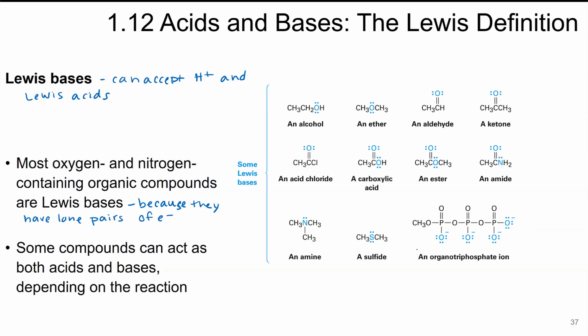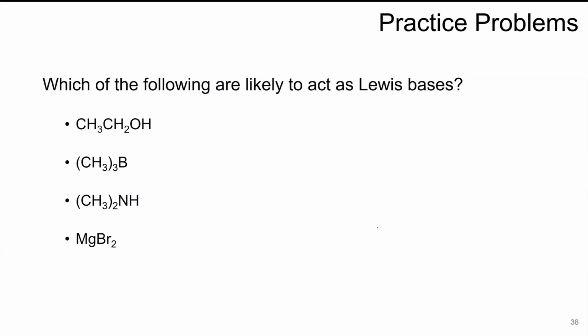pairs. So if we look at this, which of these are likely to act as Lewis bases? We saw on the last slide, oxygen, nitrogens are very good at acting as Lewis bases because of the lone pairs. So this would be, and this would be, these two are going to be considered Lewis acids.